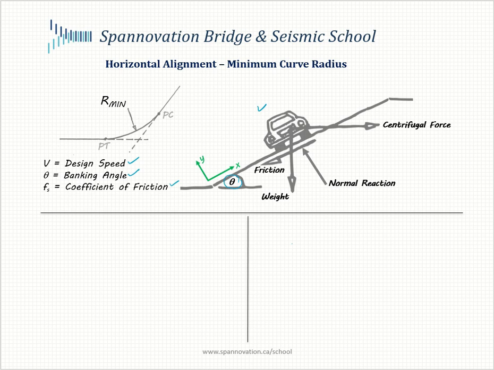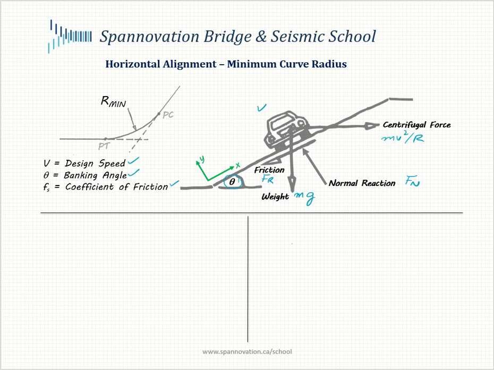You've got the centrifugal force that is trying to take this vehicle up the slope, or slide it up the slope, and that would be mv square over r. The normal reaction force is, let's say, given by Fn, the weight of the vehicle mg, and the friction force Fr. I've defined the coordinate axis: X is along the slope and y is perpendicular to it.